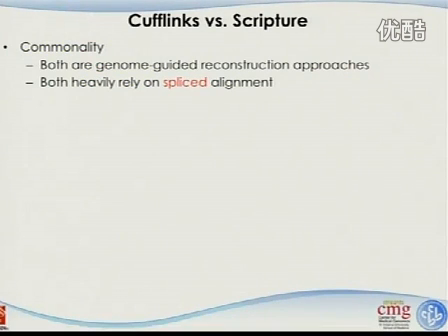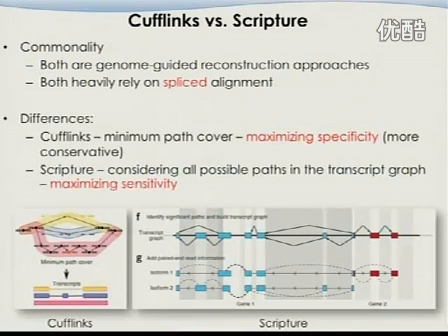What's the difference between Cufflinks and Scripture? They have commonalities. The first is that they both are genome-guided reconstruction, so you have to do the alignment first and then reconstruct. And both rely heavily on splice alignment, so you have to be very, very careful at the alignment stage. You want to pick the one that is the best. It doesn't have to be the fastest. It has to be the best, because the end result relies so much on the alignment quality.